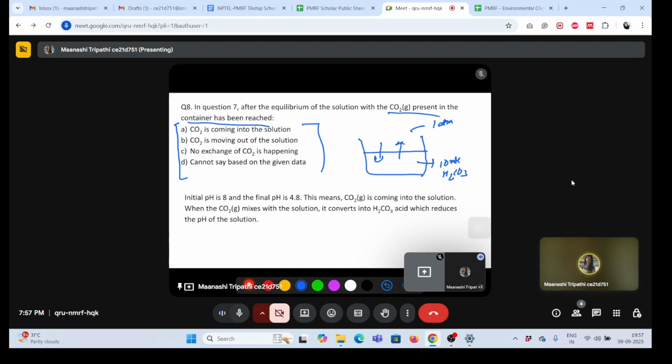So simple. The initial pH is 8 and the final is 4.8. It means pH has decreased. So CO2 is coming into the solution. pH has decreased, which means acidity has increased. So this CO2 has been converted to carbonic acid, which is decreasing the pH. When CO2 mixes with the solution, it converts to carbonic acid, which reduces the pH of the solution. You can expect this kind of question in the examination. Simple, direct, no use of any software or anything.